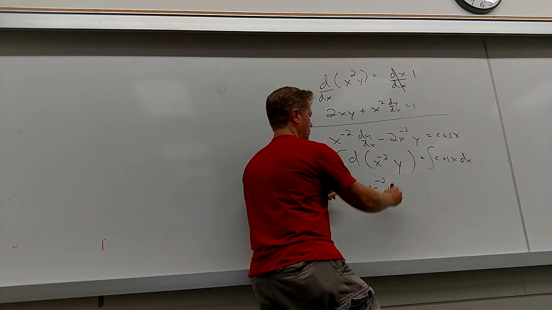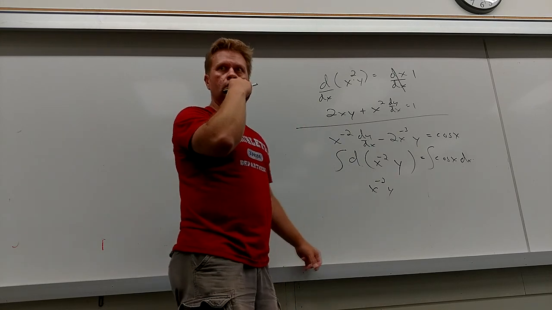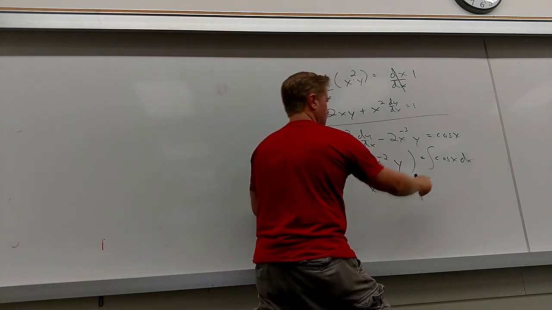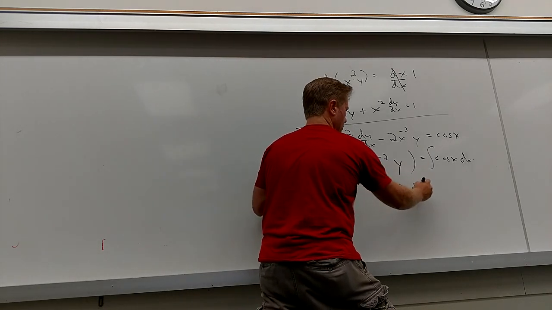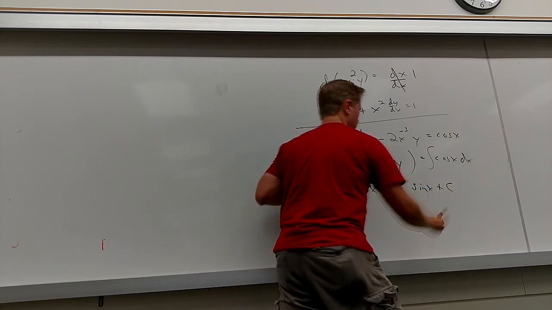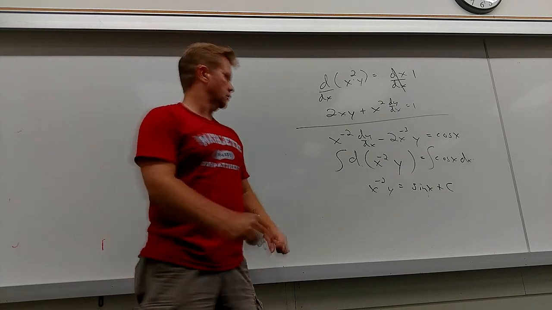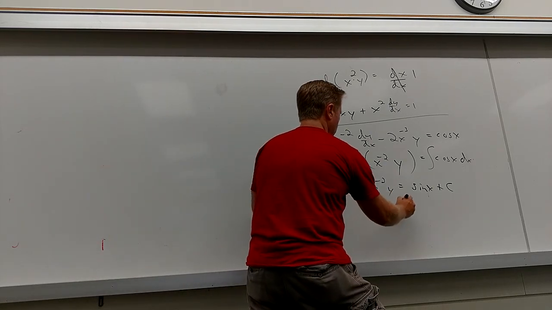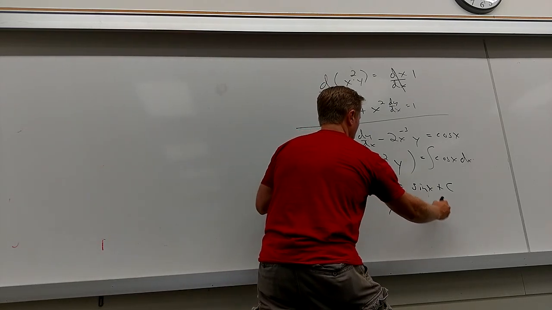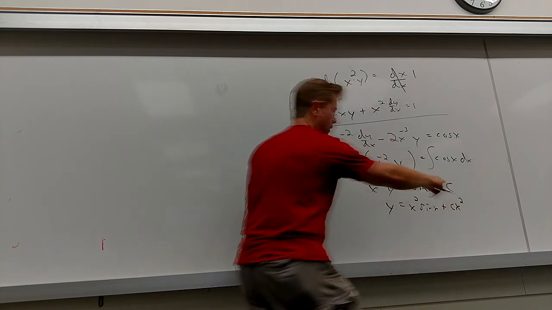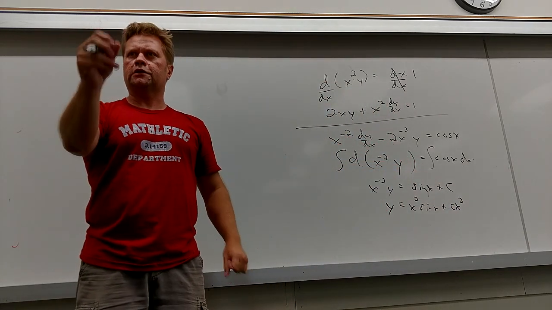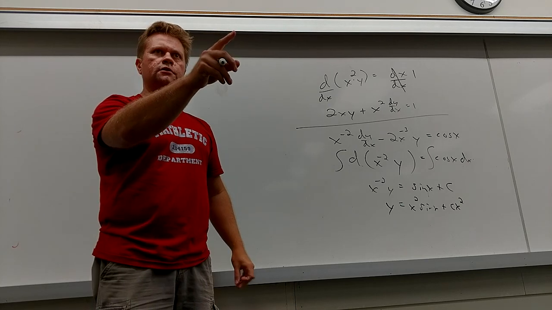x to the negative 2 y, by definition, equals sine x plus c. And then you can just multiply by x squared and get the answer. This is kind of nifty. I like this. y equals x squared sine x plus cx squared. I mean, that's kind of a weird placement for the constant. Do you see what I mean?